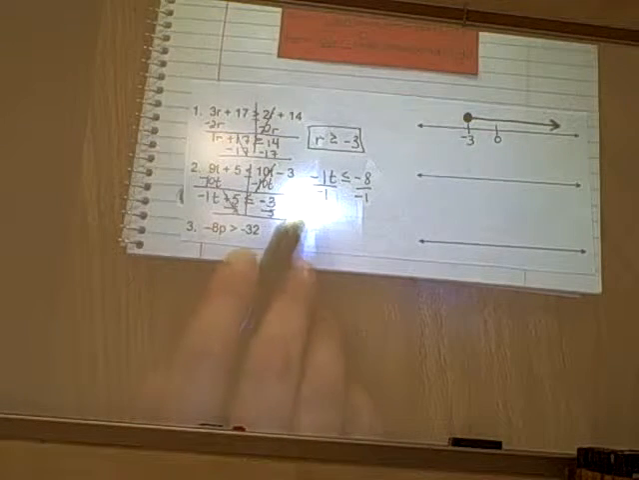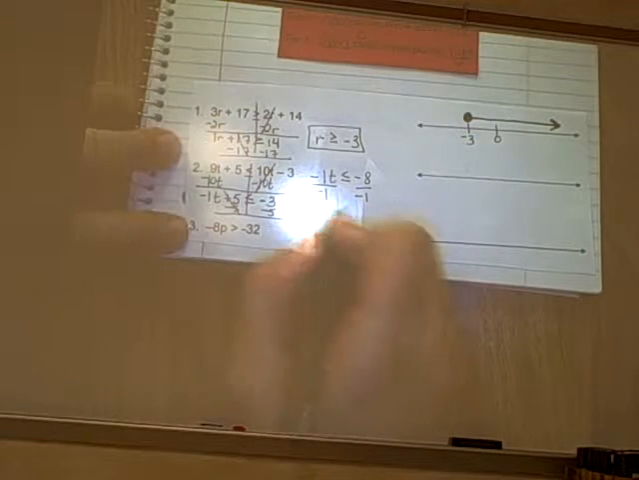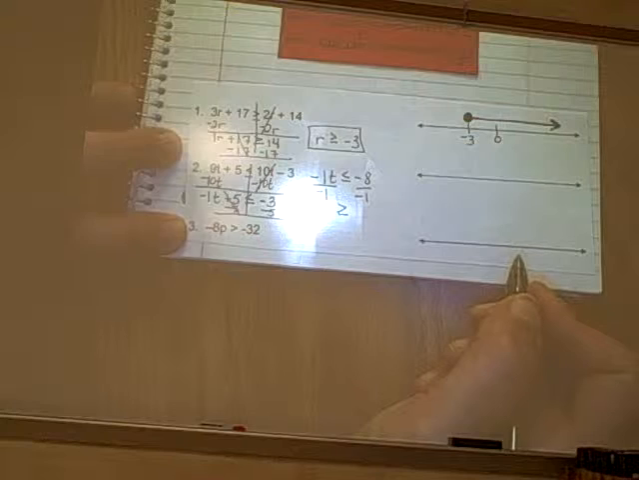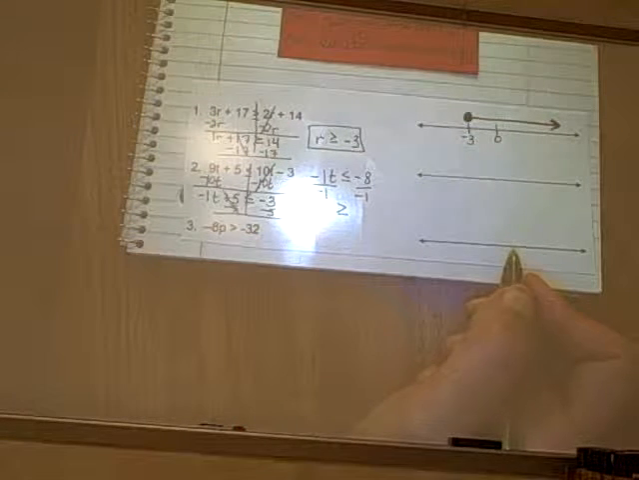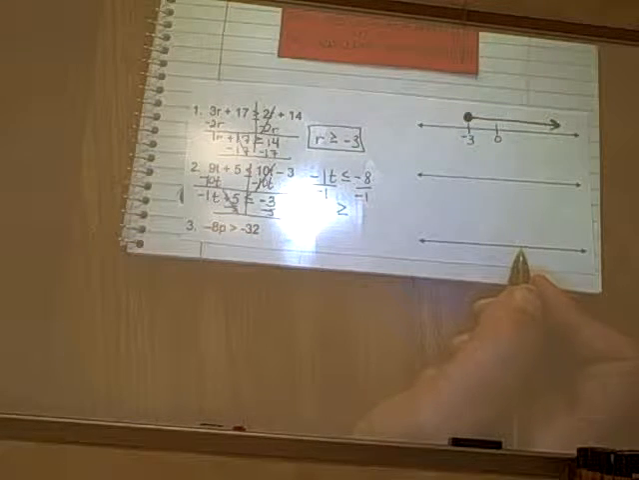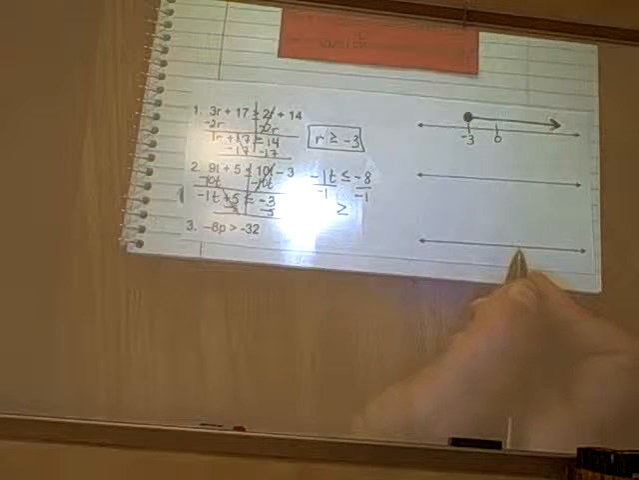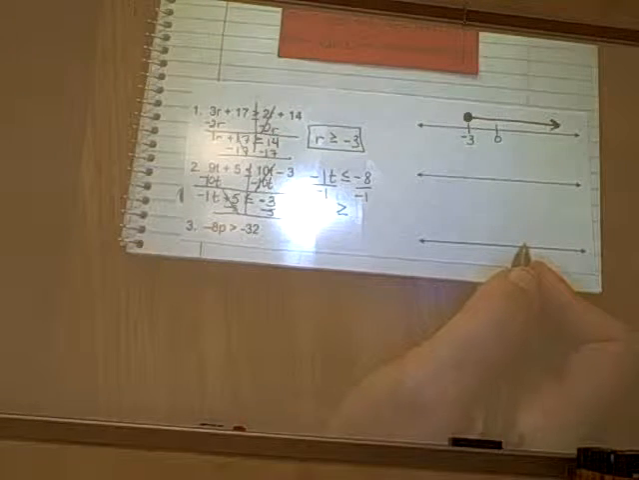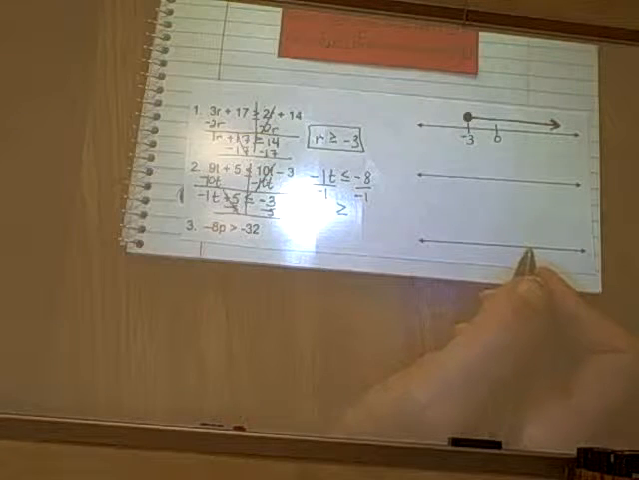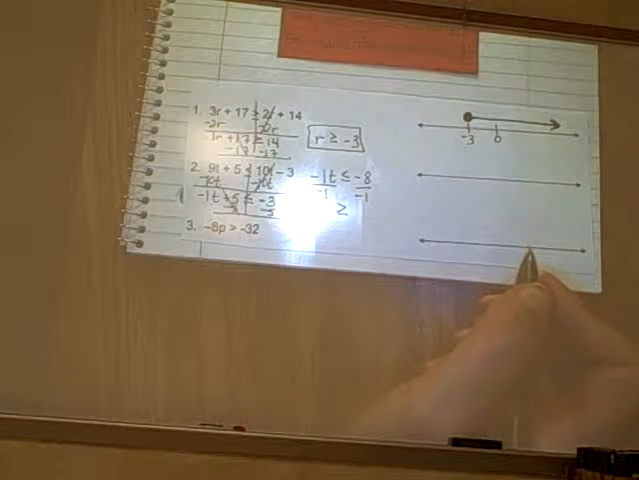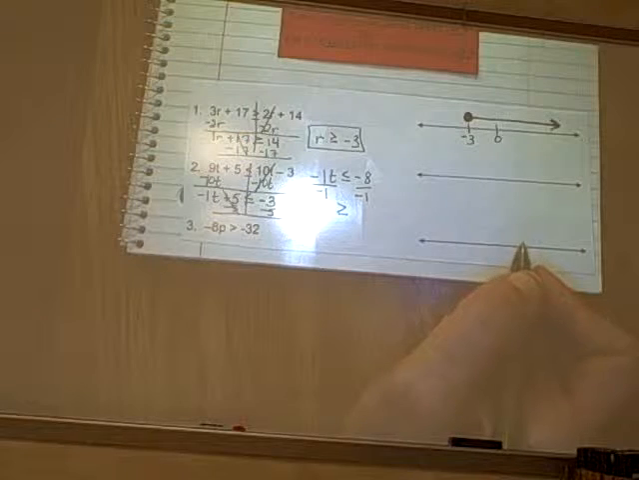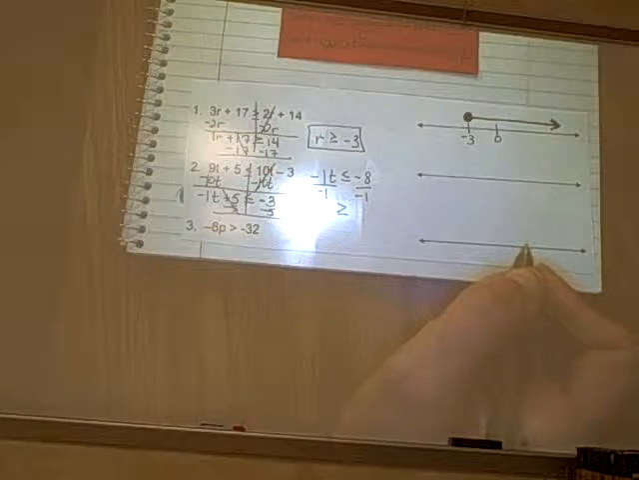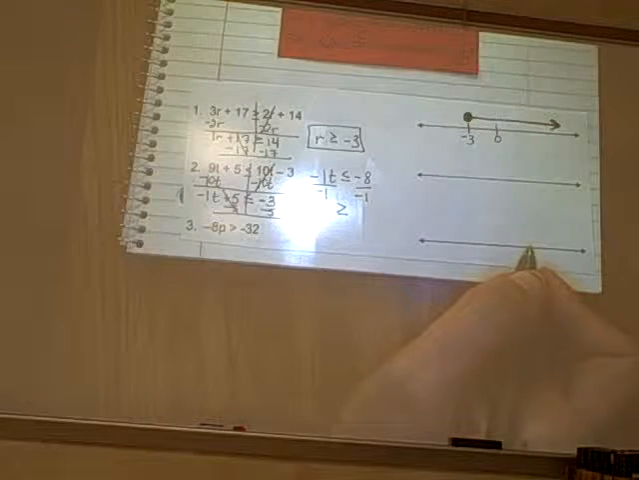So I know I'm dividing by negative. I know my arrow's going to have to switch. Only because of that one weird rule. And I could really explain it to you mathematically and prove it to you, but I bet you don't really care. Just trust me that that's the rule. If you want to understand why, you can ask me or your teacher later. We'll figure it out. But just trust me on this one. If you multiply or divide by negative, turn your arrow the other direction.